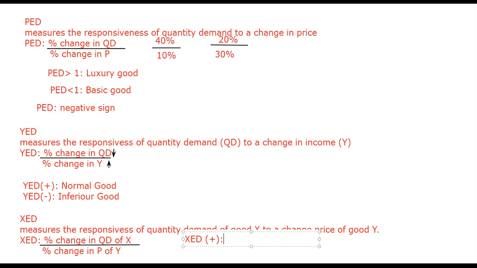When coffee became expensive, people shifted to start buying tea, and the quantity of tea increased. So what are these goods? These are substitutes.